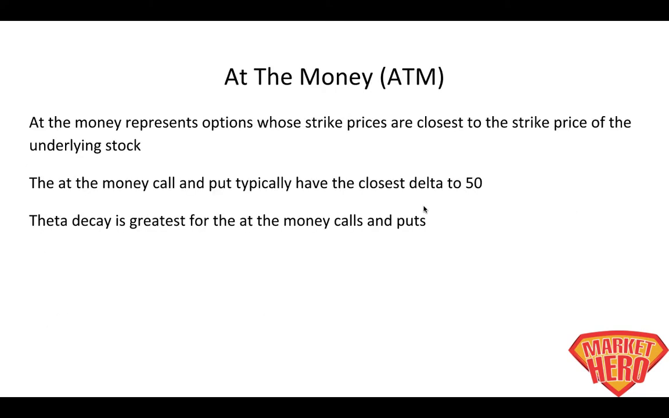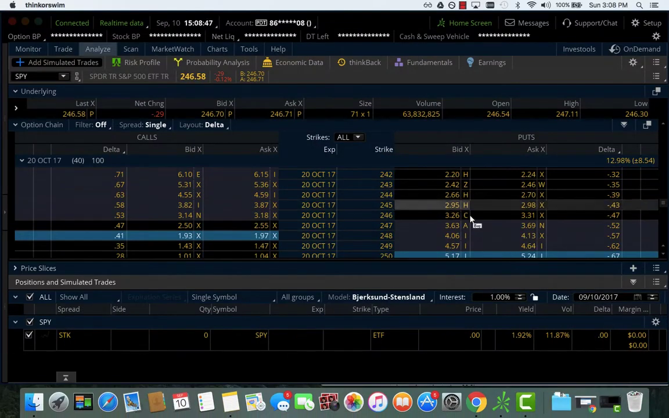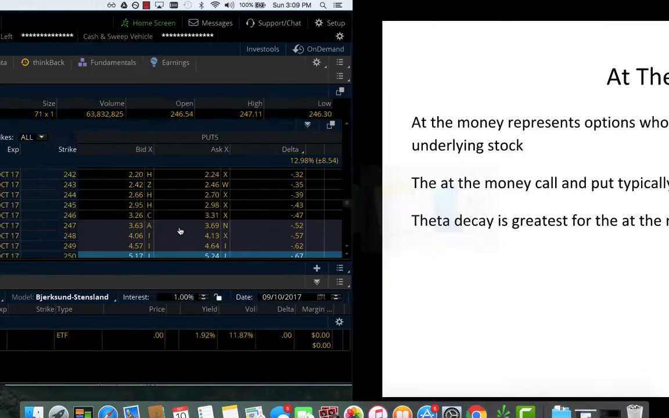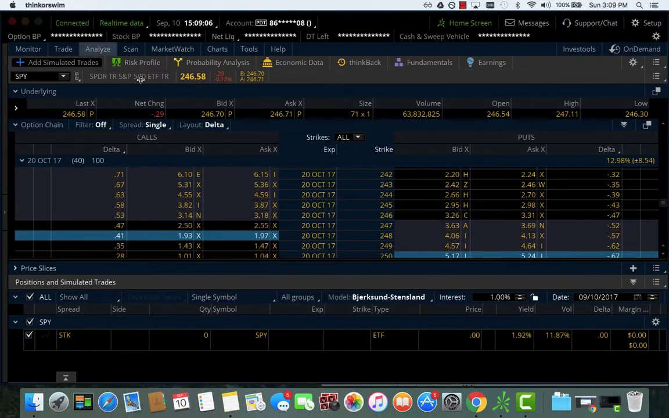Then we have at the money. So at the money represents the options whose strike prices are closest to the price of the underlying stock. And the at the money call and put typically have deltas closest to 50, right? So right now the price of SPY is 246.58, which means that the closest strike price to that, the at the money strike, would be the 247 strike. And what's interesting about the 247 strike is that theta decay is greatest at those strikes.